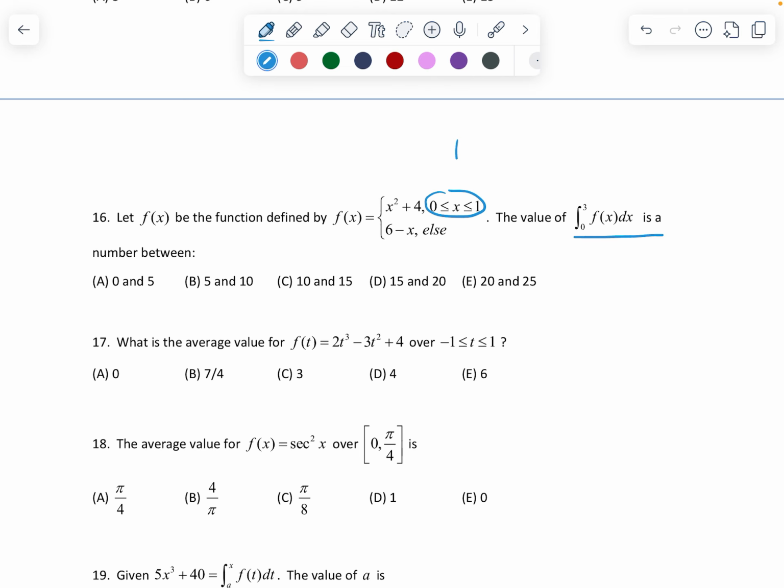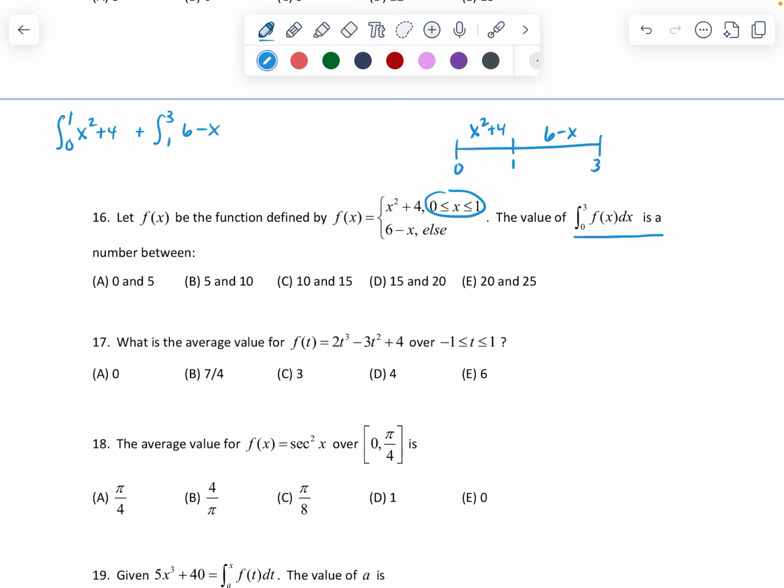So if we write this out or draw it out. I know from 0 to 1, my function is going to be x squared plus 4. And then everywhere else, it's going to be 6 minus x. We're only going from 0 to 3, so that means here it's going to be 6 minus x. So the way that I'm going to split this integral up, I'll do it up here. I'm going to go integral from 0 to 1 of x squared plus 4, and then plus the integral from 1 to 3 of 6 minus x.